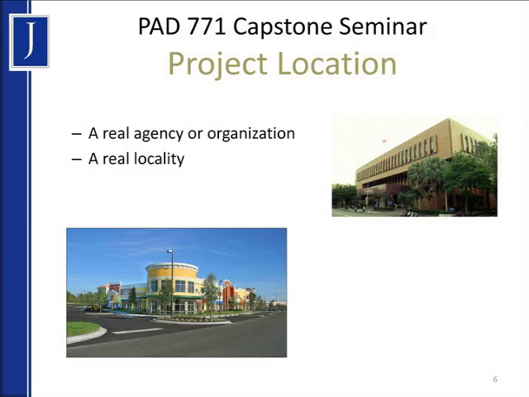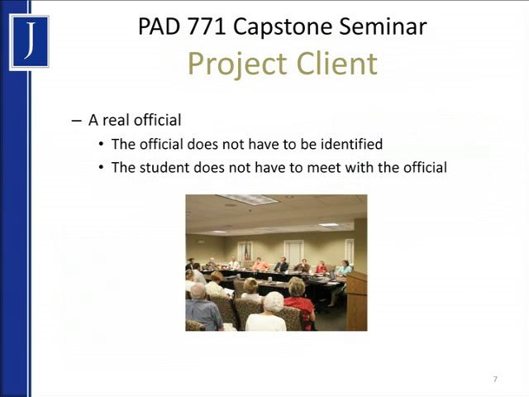Your project must be based on a real agency or organization in a real locality. Your project client is the person to whom your primary memorandum is addressed. Your project client must be a real official. The official does not have to be identified personally. For example, you can use a fake name, and the student does not have to meet with the official personally. But the client needs to be someone in a real position.